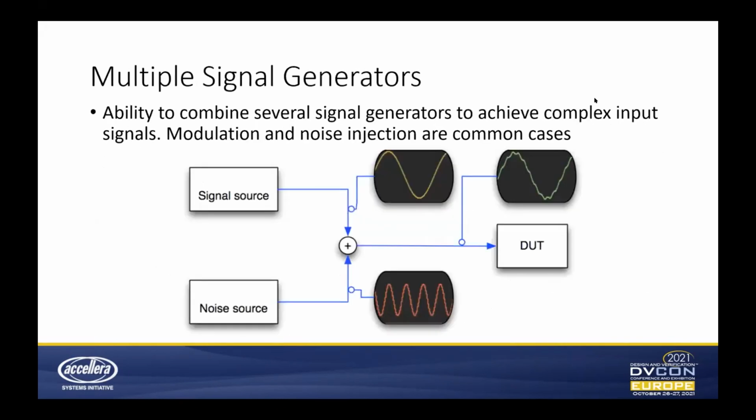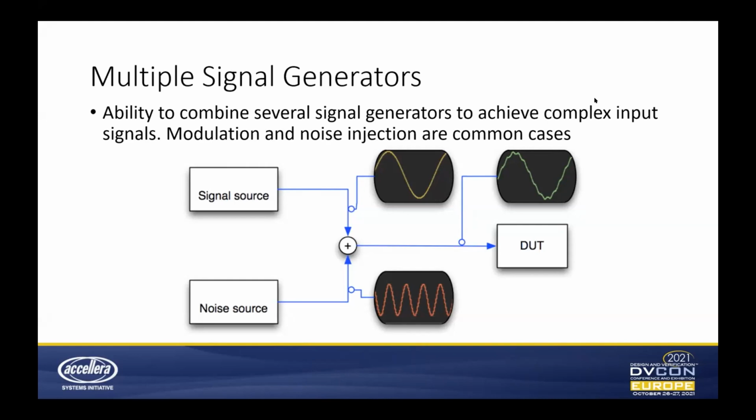Just to see what I mean about combining multiple signal generators to create more complex input signals, here's a quick example. We might have a signal source that we define to be a sine wave. Again, this would be defined by a UVM sequence item to specify the amplitude, frequency, phase, and DC bias. We may also want to inject some noise onto that signal. As we'll see, we have some flexibility in how we implement this.